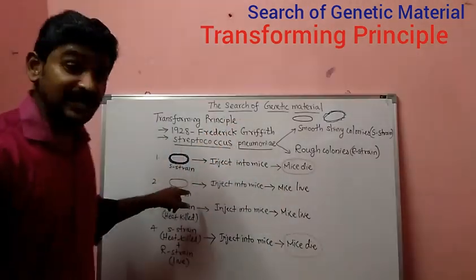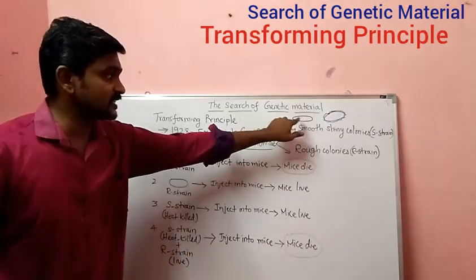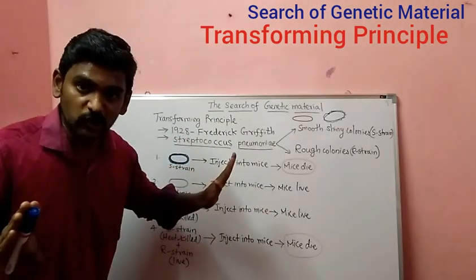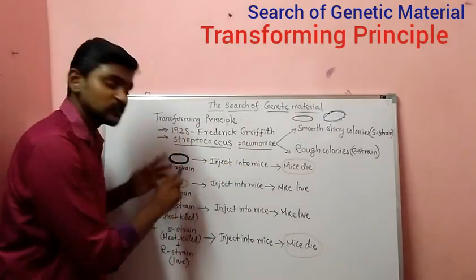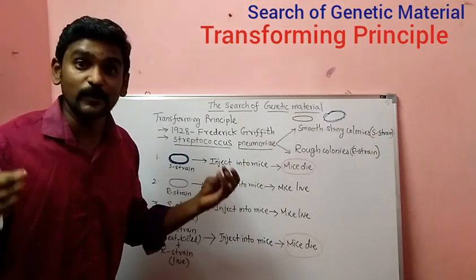That is our first category. Next, if you see the R strain, the mucus layer is not produced at all. The mucus is not there, so it is not virulent. It will not cause the disease called pneumonia.